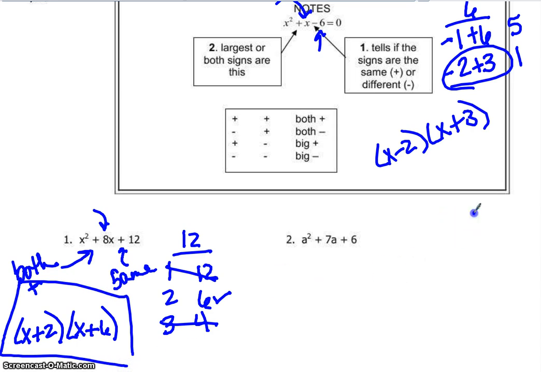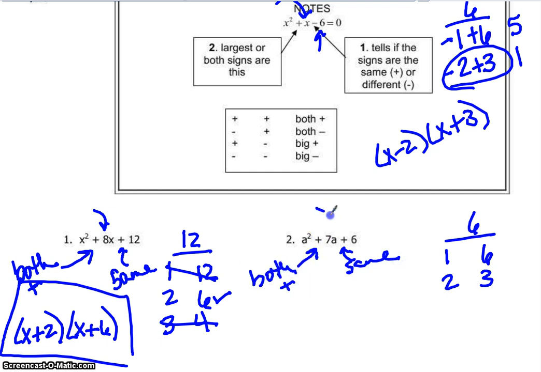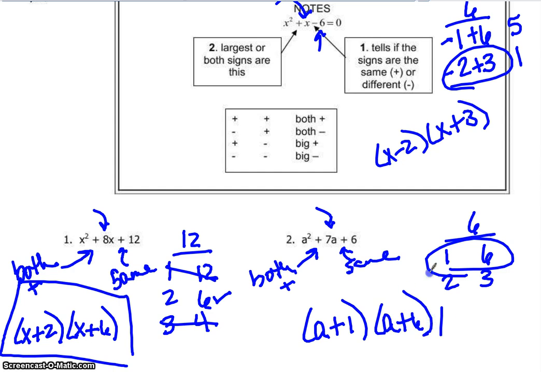Number 2, you're going to find the factors of 6 because it's the number at the end. 1 and 6, 2 and 3. Signs are going to be the same, and they are both going to be positive. I need them to equal 7. 1 and 6 equals 7, so a plus 1, and a plus 6 is my answer.